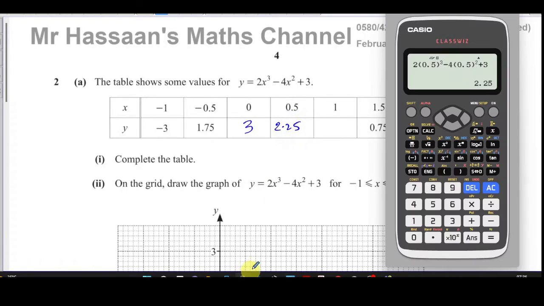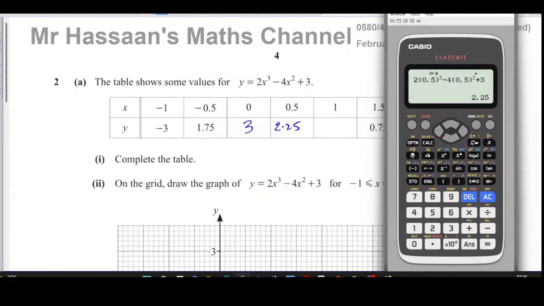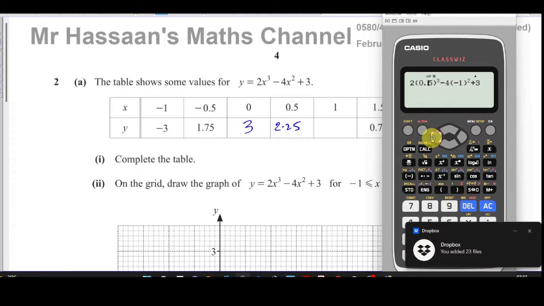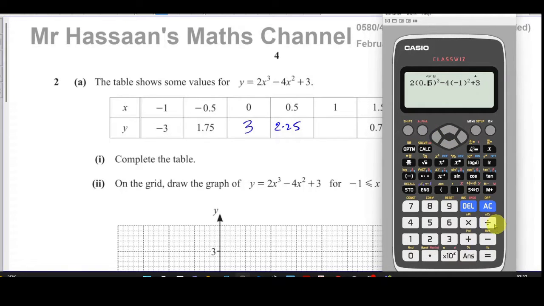If you want to make sure, in case you have made a mistake, for example, you could replace the 0.5 with minus 1 in these two places, and check to see if your calculator still gives you the correct answer. So you can check with the table: does it give you what they have there? Yes. So you know that you've put things in the right way in your calculator.